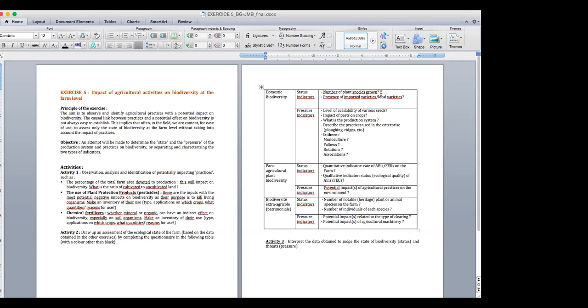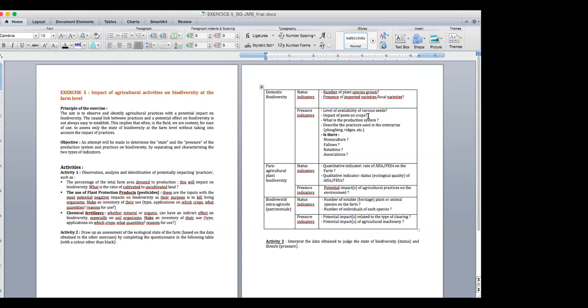How many are local variety? How many are imported variety? So it's something that you are doing on the farm or that is already even documented in the farm. For especially those who do export, all these are documented already in the farm. And then the level of availability of various seeds. Do you have the seeds? Yes or no? They are very simple questions.